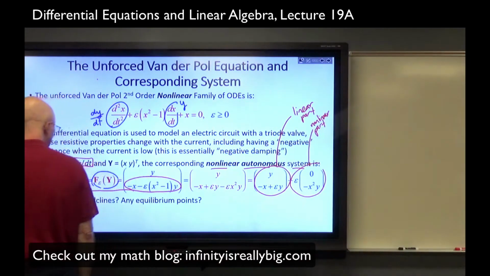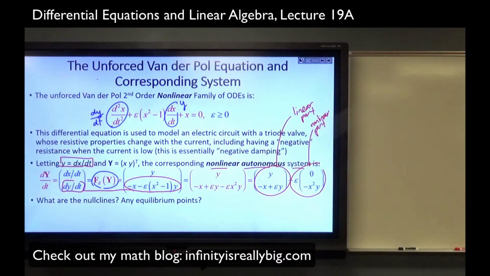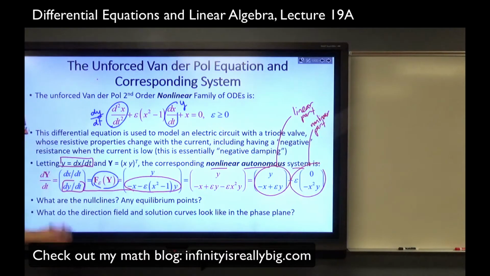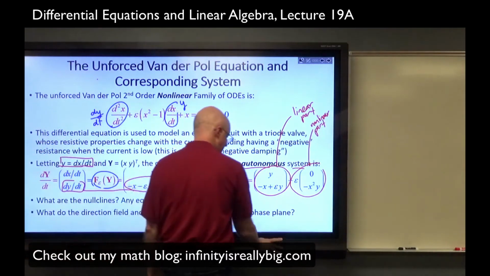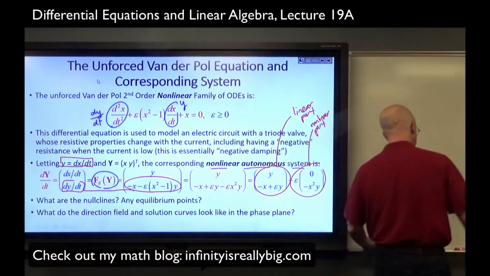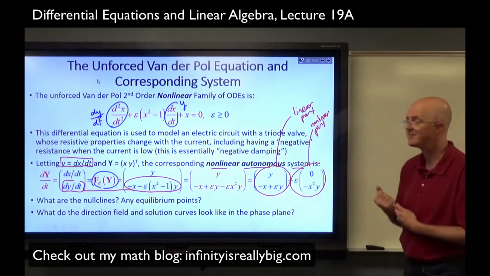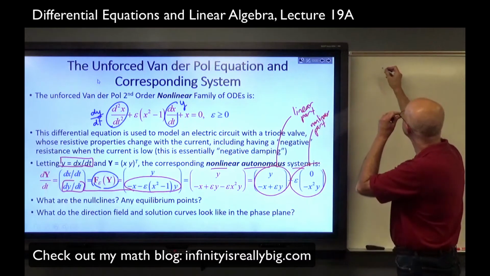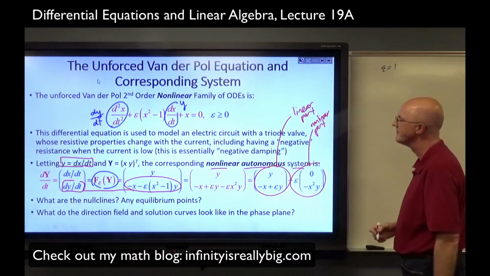What do we want to do? We want to draw the phase plane. We could ask, what are the nullclines? What are the equilibrium points? What do the direction field and the solution curve look like in the phase plane? Let's do that by hand. And then I'll show you what Mathematica produces. Let's take epsilon to be 1 to keep things simple.